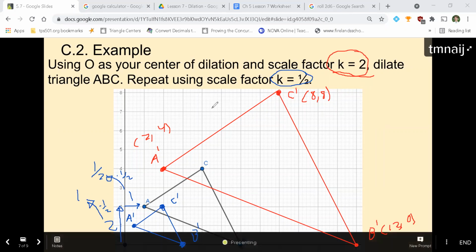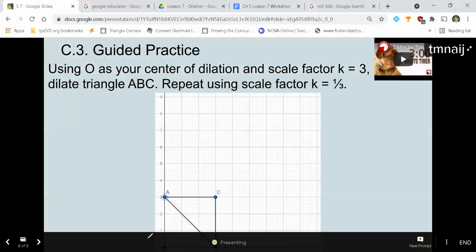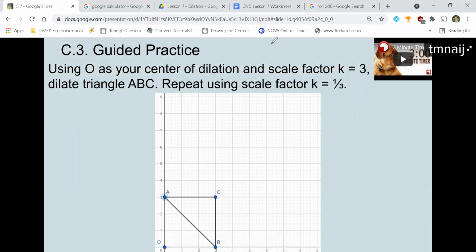All right, does that make sense? Does anybody need any more time to write? Questions? Do you think you could do that? Okay, last thing we're going to do today then is let's have you do that. So here is another triangle. I want you to dilate it by a scale factor of 3.